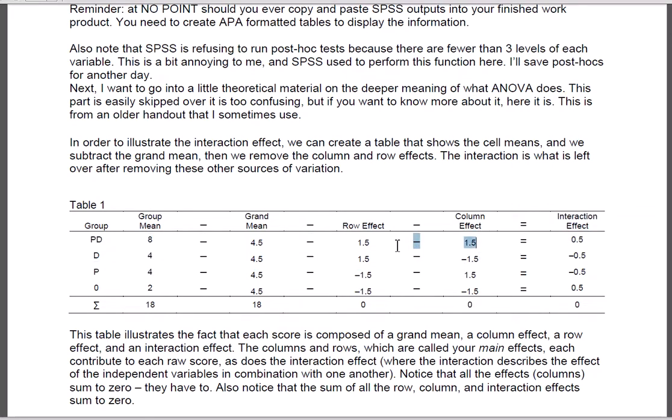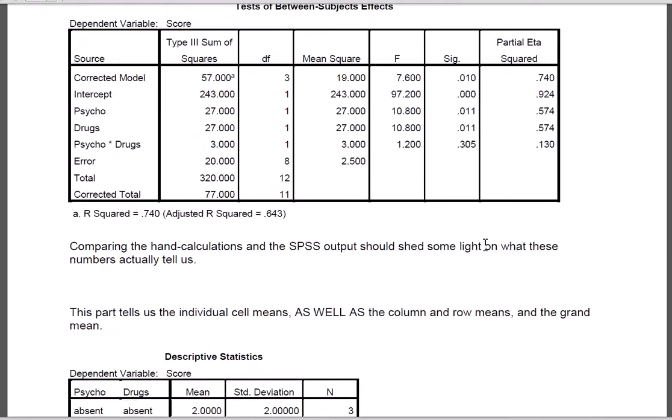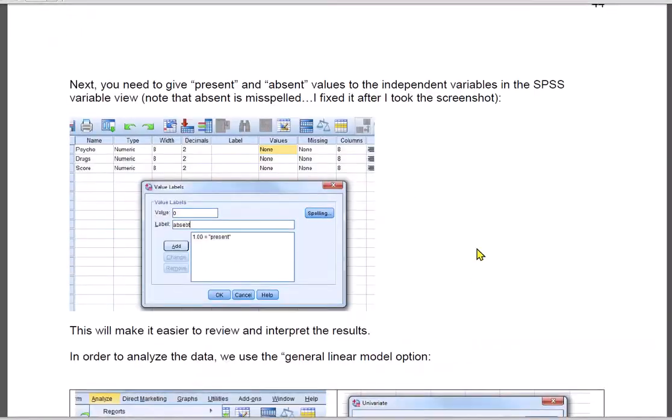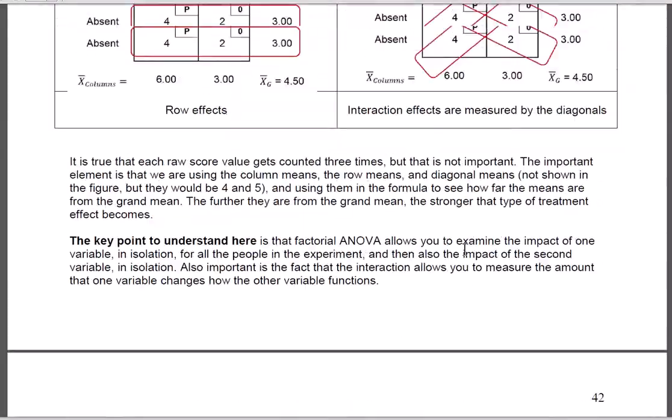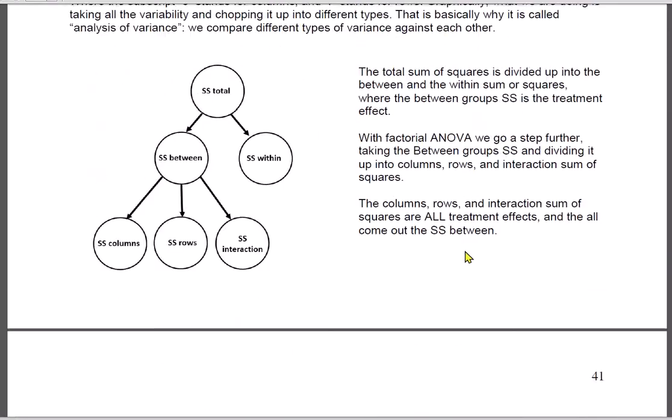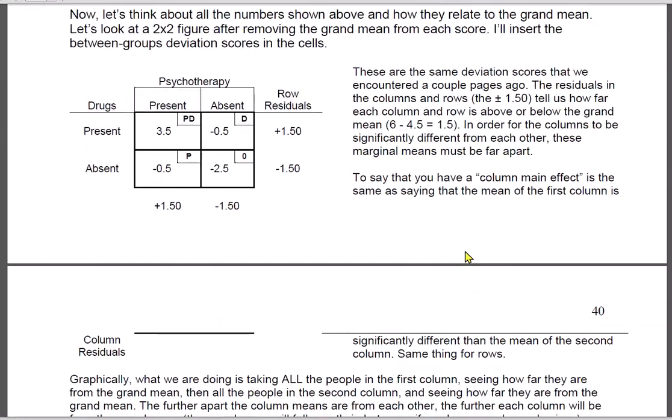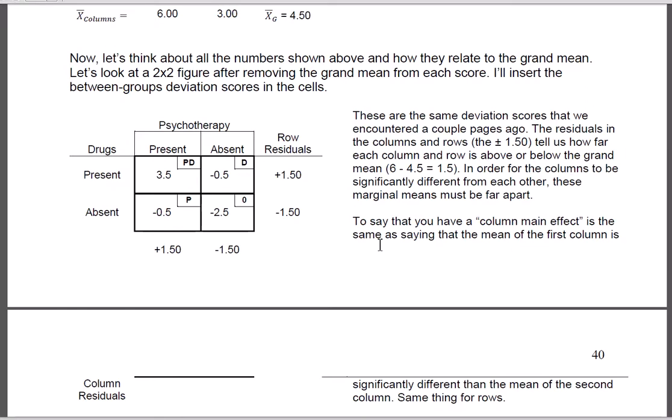Where did these things come from? Where did these two come from? The row effects and column effects. If I go back up a few pages, we have the answer. Maybe I should have rearranged things for this particular video. But here we go. This is at the bottom of page 39. That's your row effect for the people who got drugs. They get a bonus to their baseline score of 1.5 on average.